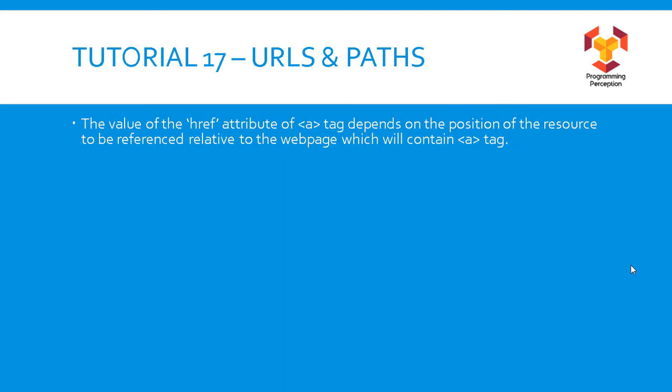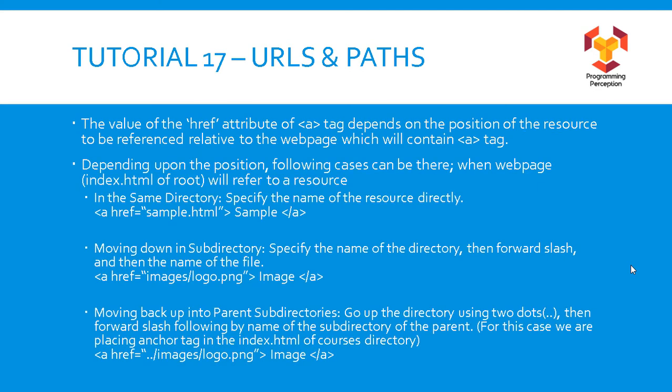Now the value of the href attribute of the anchor tag depends on the position of the resource to be referenced relative to the web page which contains the anchor tag. There are always two files: one file containing the anchor tag, the hyperlink, and the other file to which you are linking. The position of these two files decides what sort of value the href will have, right? Let me tell you some scenarios and you will understand very clearly, and we are going to see the same thing practically as well.